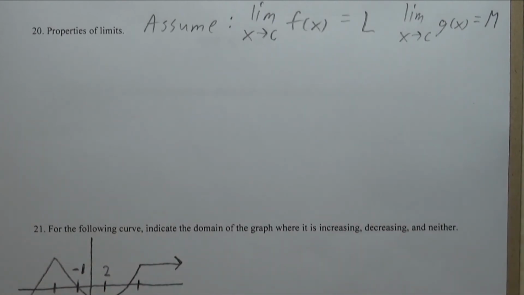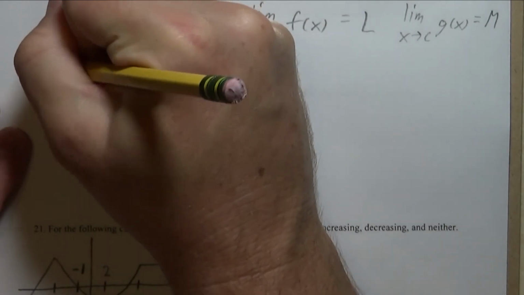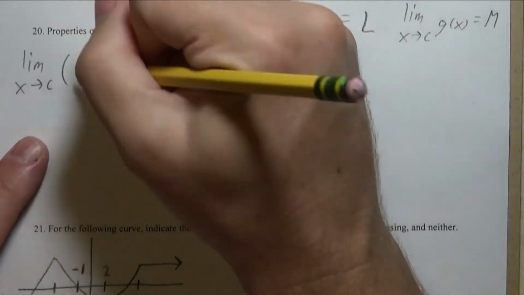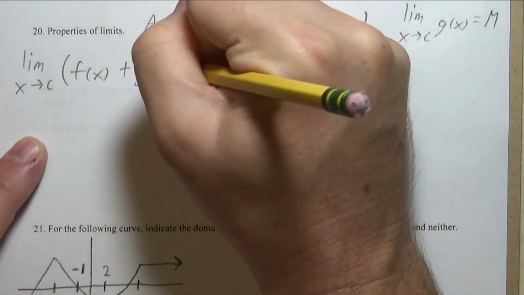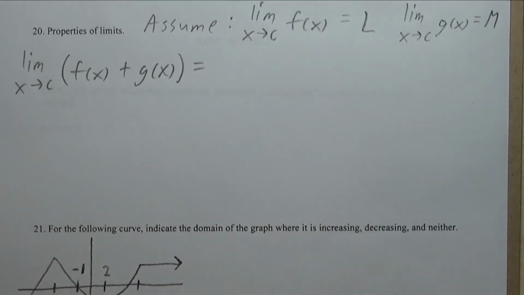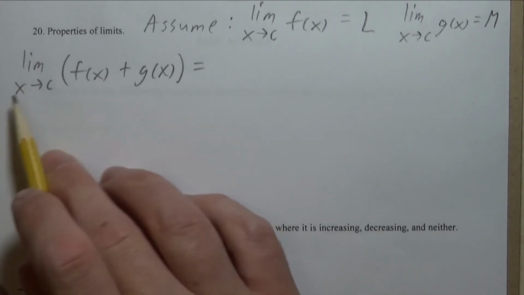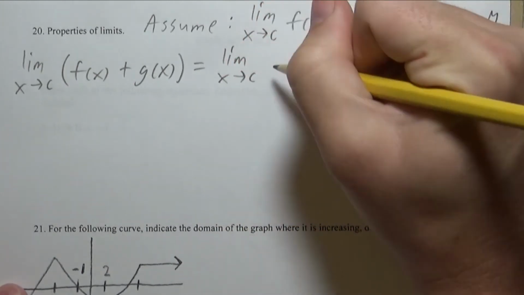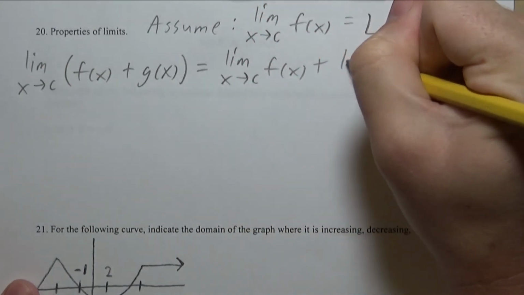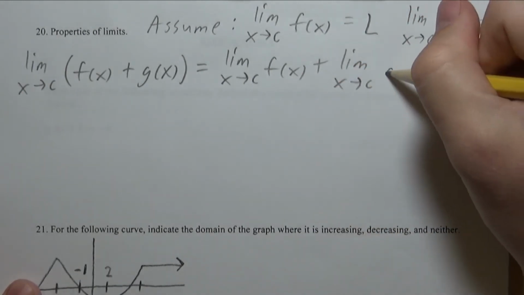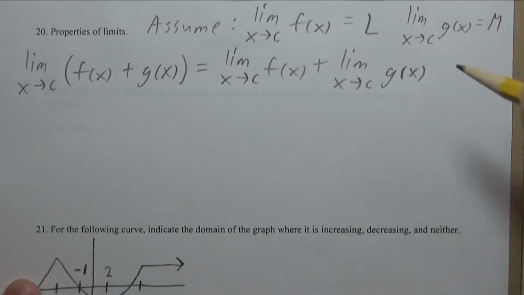Now, basic properties. If I analyze the trend as x gets really close to c of the summation of these functions, I can quote-unquote distribute the limit operation. It's not distribution, but you can imagine there's distribution here and there. And I can analyze this trend separately. That is a property of limits.